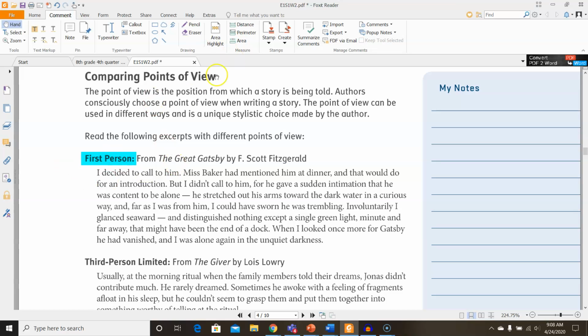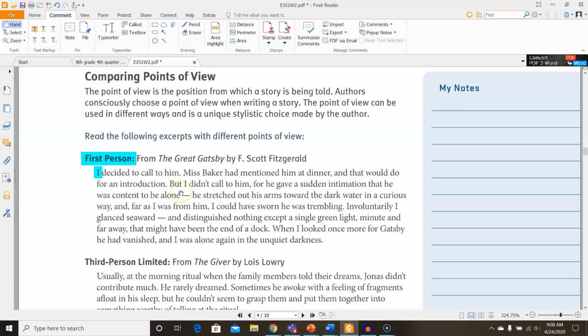So point of view, first person point of view. Here we have stories being told by a character in the story. It uses the word I, meaning the person who is telling the story happens to be a member of the story. They are in the story.